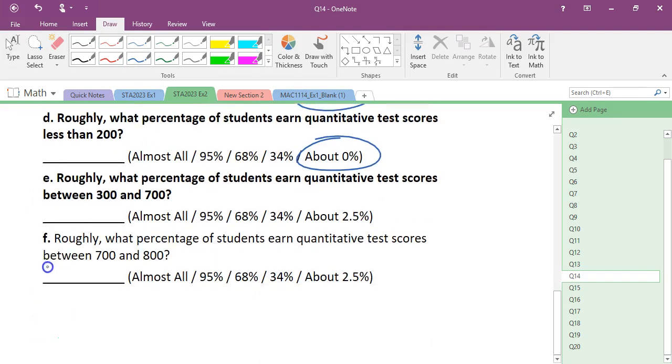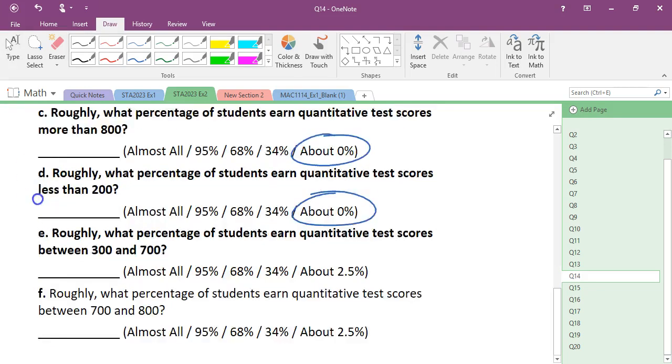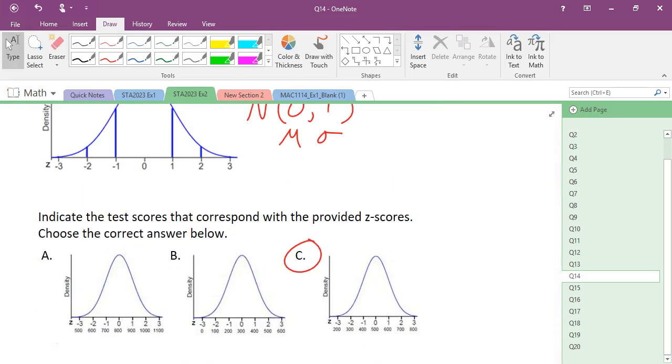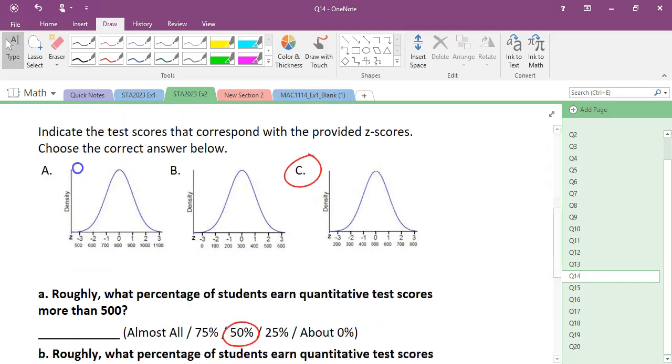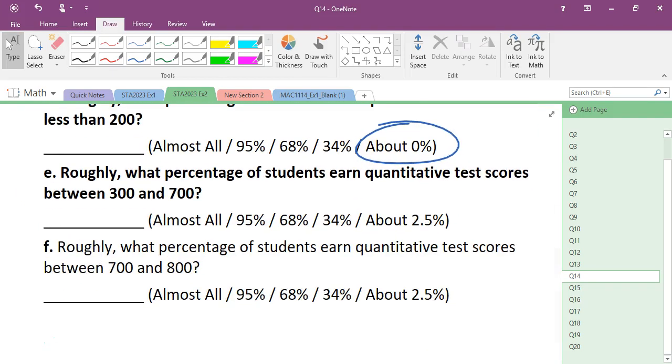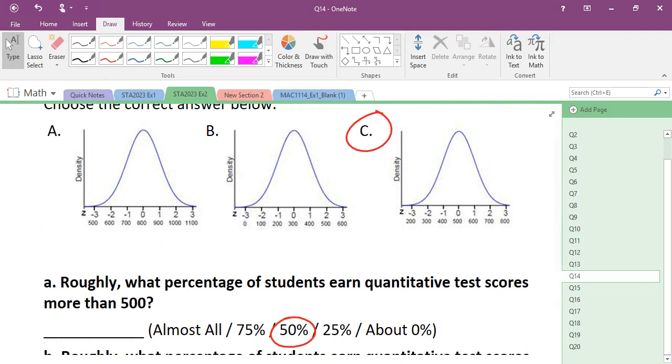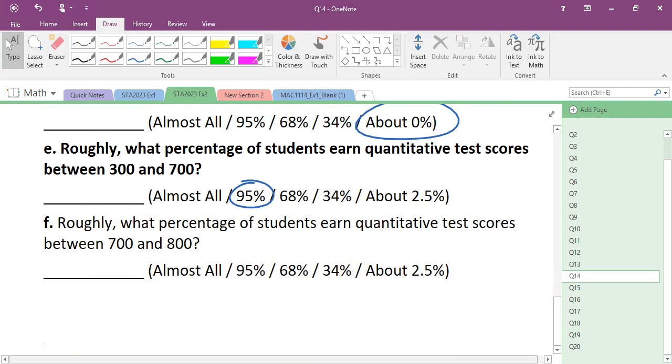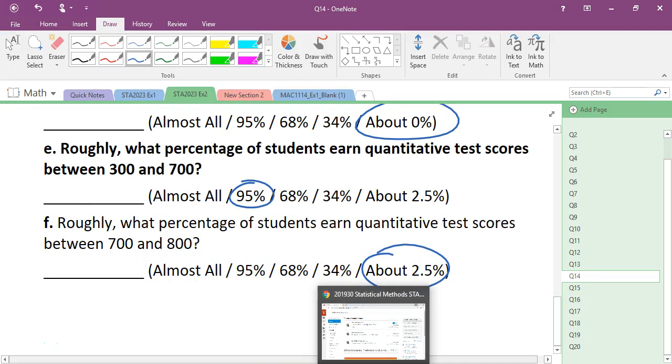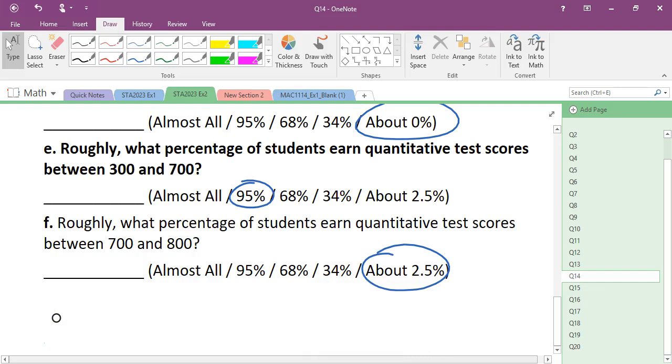Roughly what percentage of students earn quantitative test scores between 300 and 700? Say it again. 95, absolutely, because you're within 2 standard deviations. And last but not least, roughly what percentage earn quantitative test scores between 700 and 800? So we're right up here in this small little area. It is the 2.5%. Perfect. And again, all this is just coming from that empirical rule that we've been dealing with.